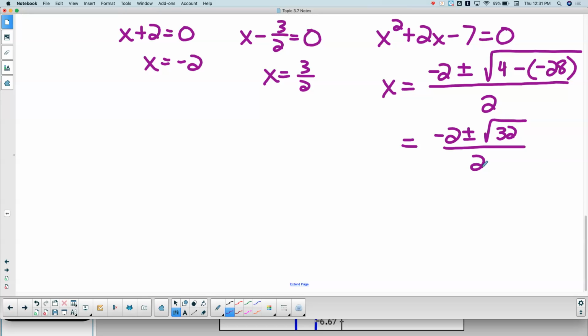Square root of 32 simplifies to what? It's 6 with the square root of 2. Or no, 4. 4 square root of 2. Yep.